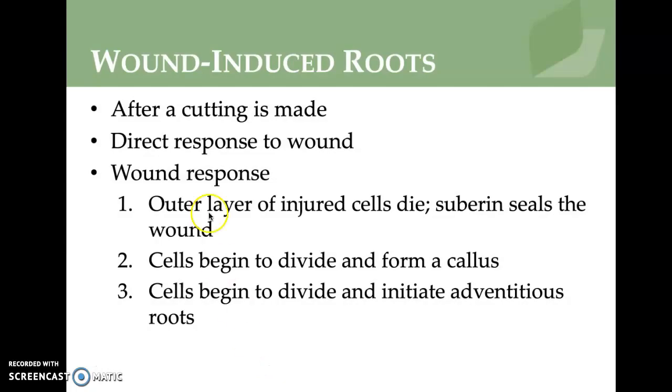Wound-induced roots form after a cutting is made, as a direct response to a wound. In the wound response, the outer layer of injured cells die. Suberin seals the wound, and then cells begin to divide and form a callus. Cells will begin to divide and initiate adventitious roots.